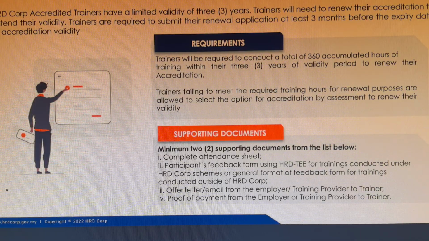Now that you are accredited, let's talk about keeping your trainer status valid beyond 3 years. Your HRD Corp accredited trainer status is valid for 3 years, and to continue training under HRD Corp, you must renew before your accreditation expires. To qualify for renewal, firstly, you must have conducted at least 360 hours of training within the 3 years of validity period.